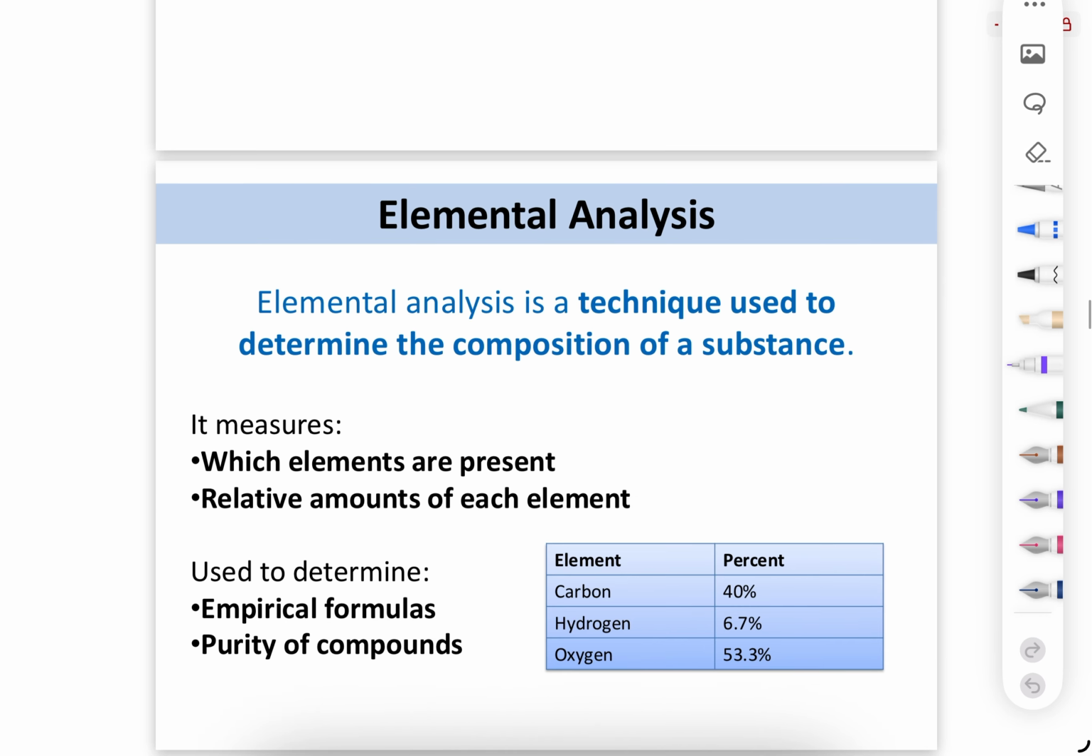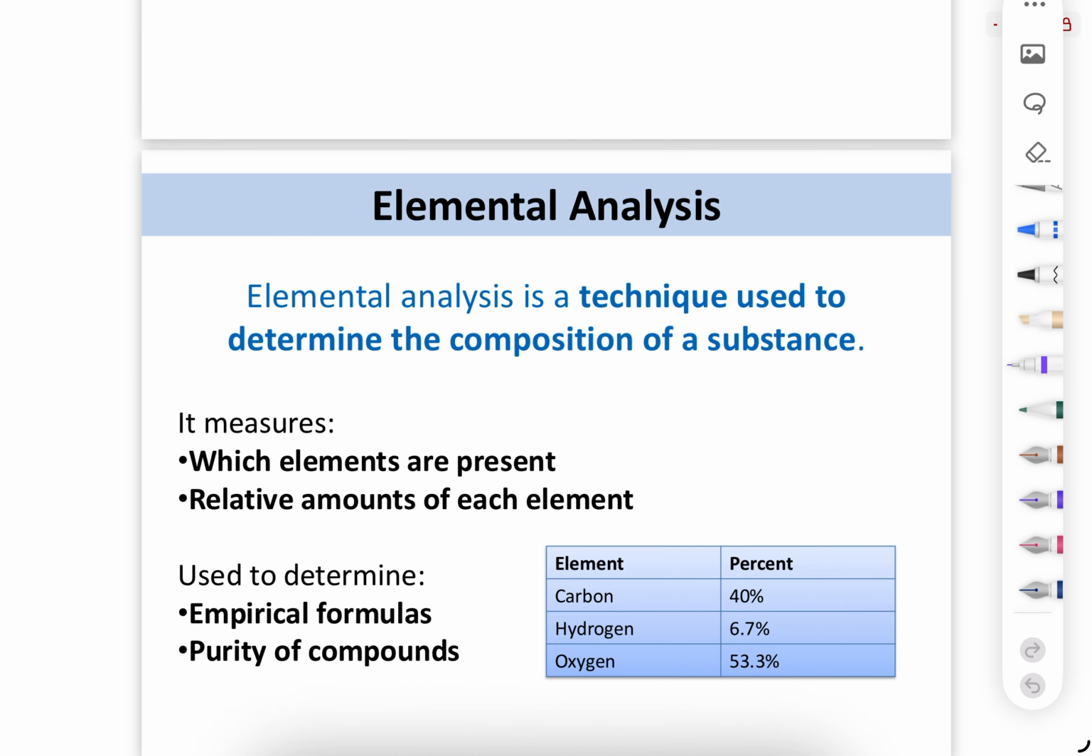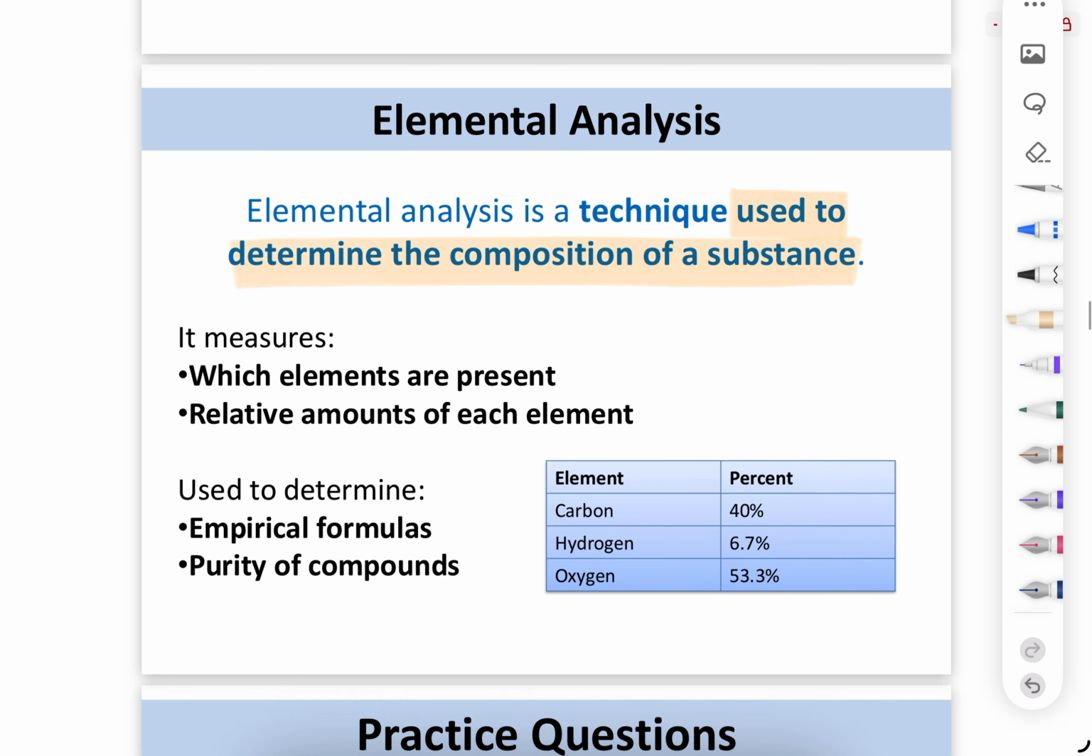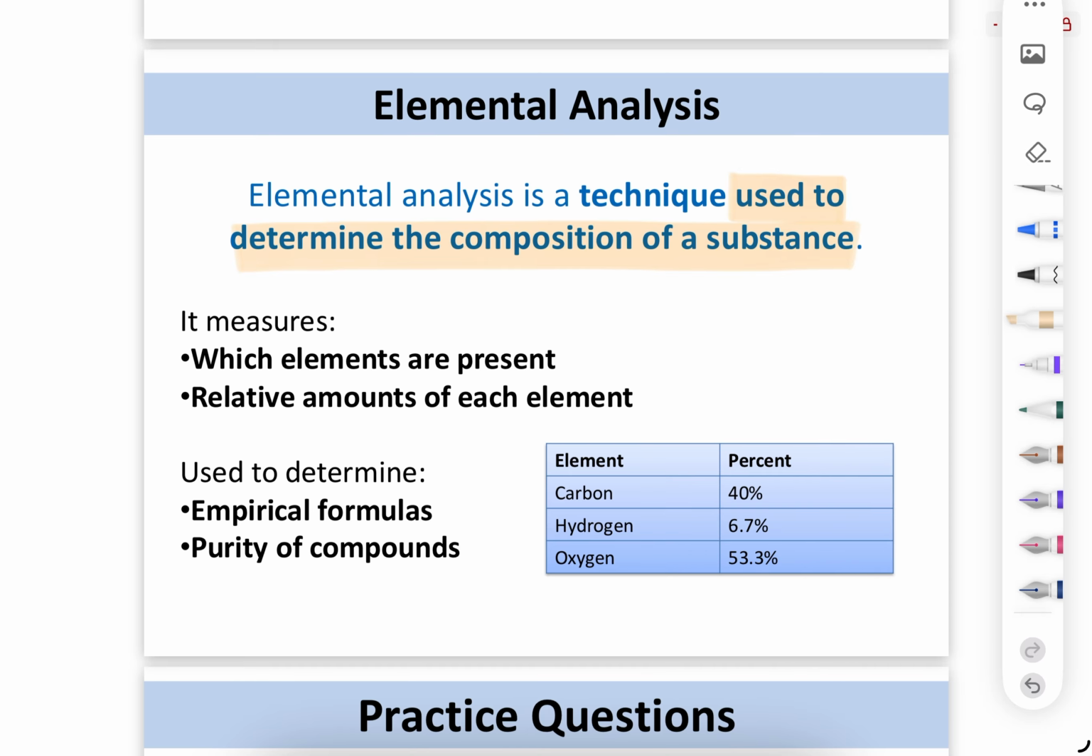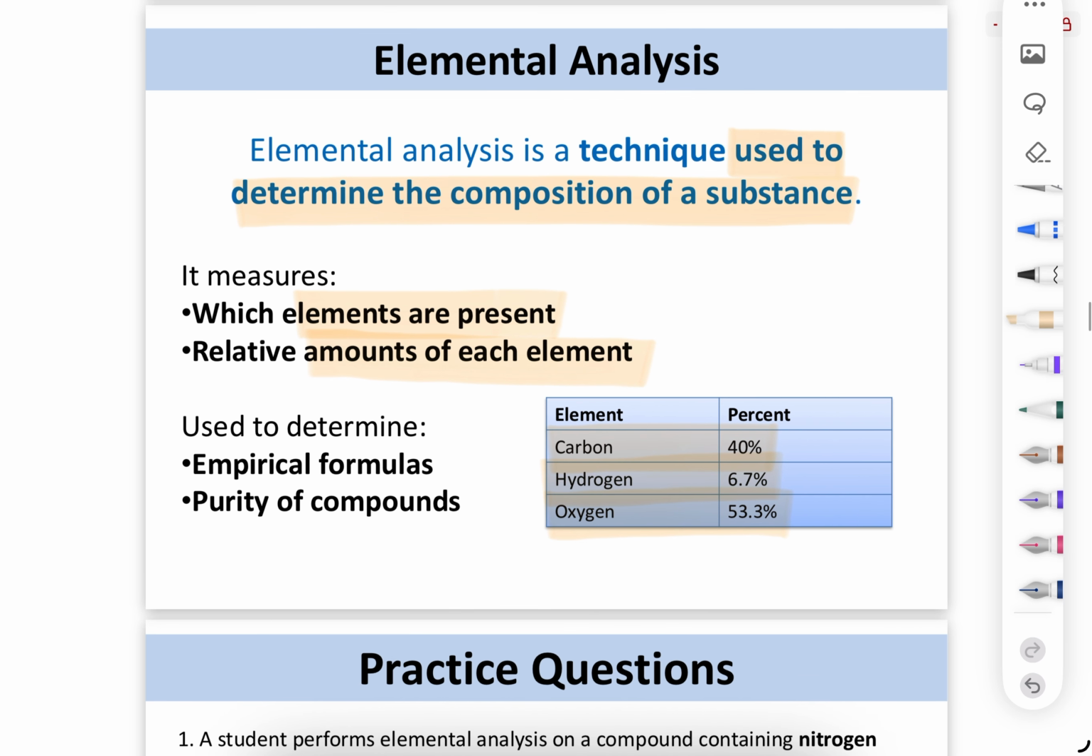Then comes elemental analysis. Elemental analysis is a technique used to determine the composition of a substance. Suppose I have got data and the data tells me the sample contains 40% carbon, 6.7% hydrogen, 53.3% oxygen. So it helps in measuring which elements are present and the relative amount of each. If you know about this, you can easily determine the empirical formula of the compound and you can also check the purity of the compound.